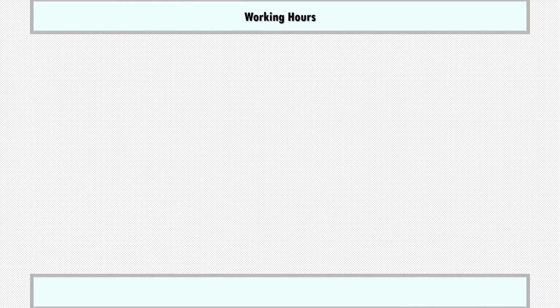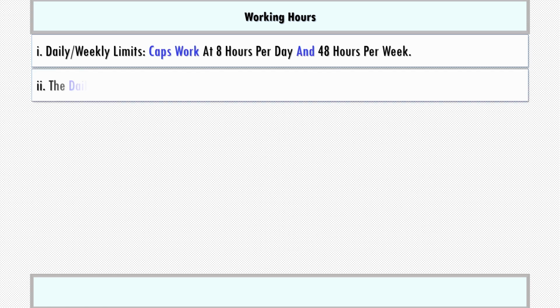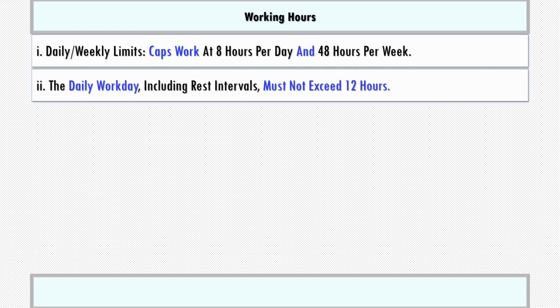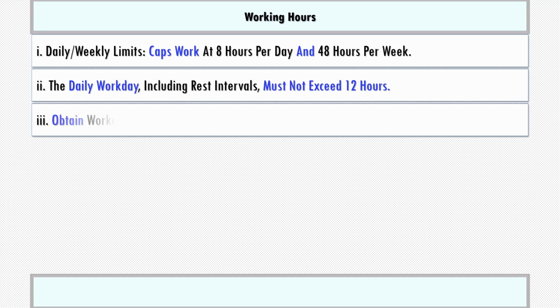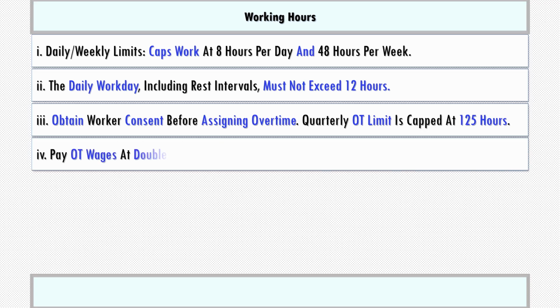Certain specific provisions on working hours. The code caps work at 8 hours per day and 48 hours per week. The daily workday, including rest intervals, must not exceed 12 hours. The employer needs to obtain consent of the worker before assigning overtime. The quarterly overtime limit is capped at 125 hours. The overtime wages are required to be at double the ordinary rate.